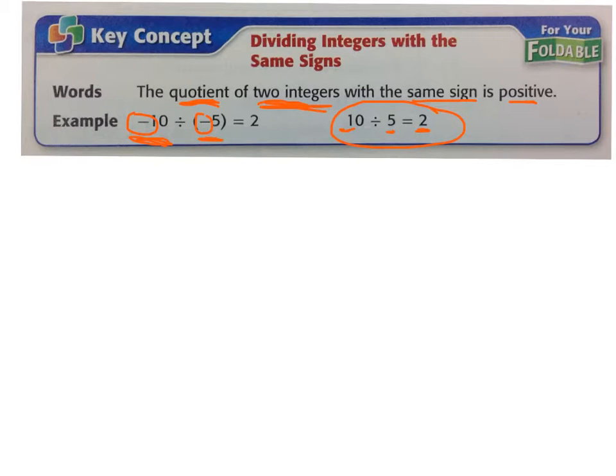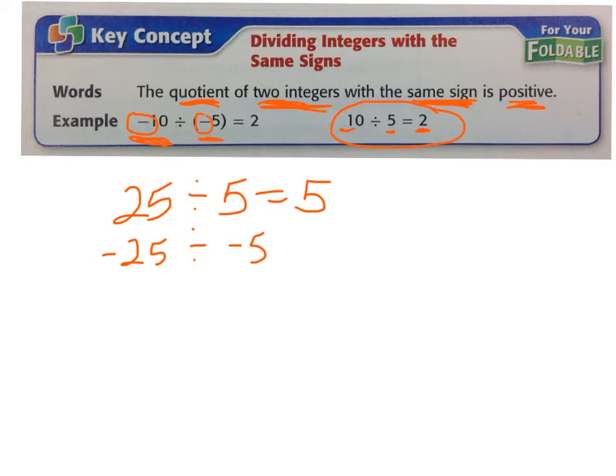So two integers, two numbers, the same sign. Doesn't matter if they're positive or negative, your answer is always going to be positive. So if I had, let's say, 25 divided by 5, that would equal 5. A negative 25 divided by a negative 5 would equal 5. Same sign. If I had, let's say, negative 25 divided by 5, one negative and one positive, I would have negative 5.